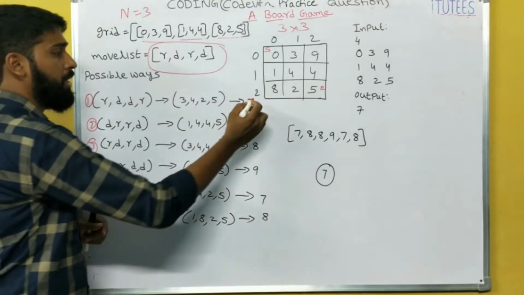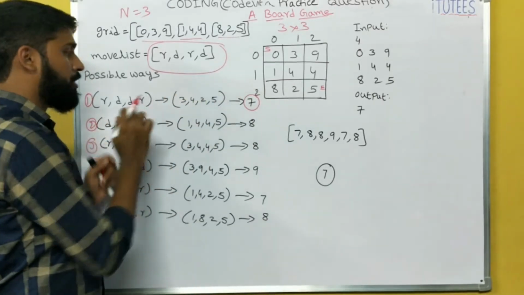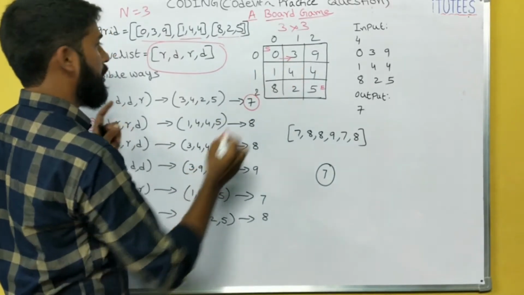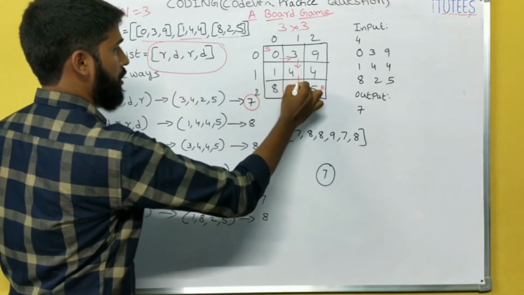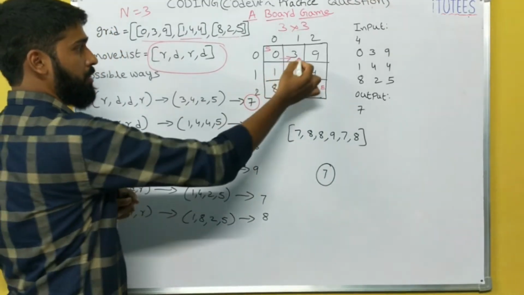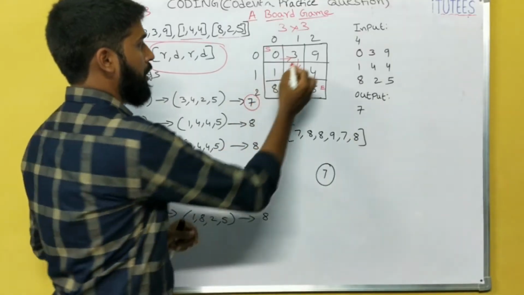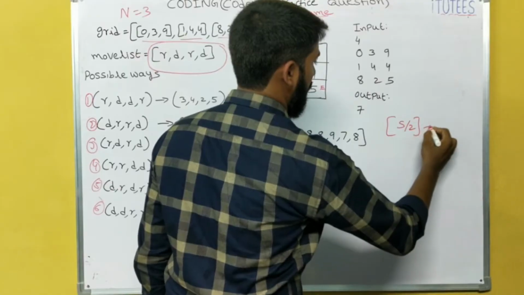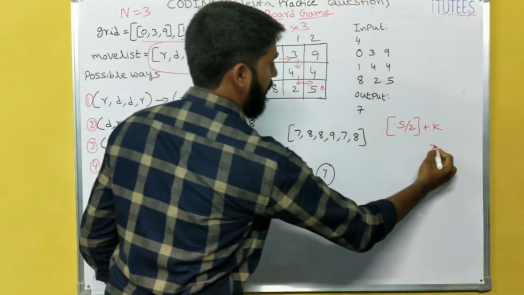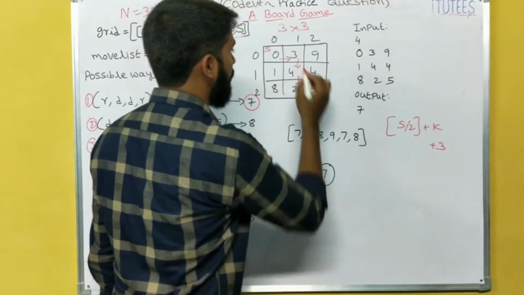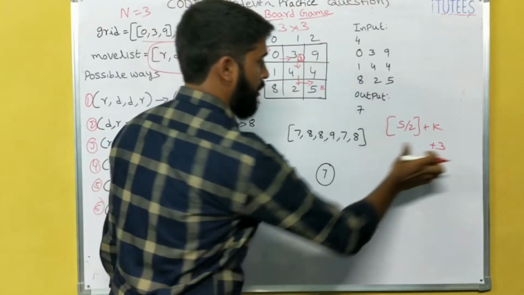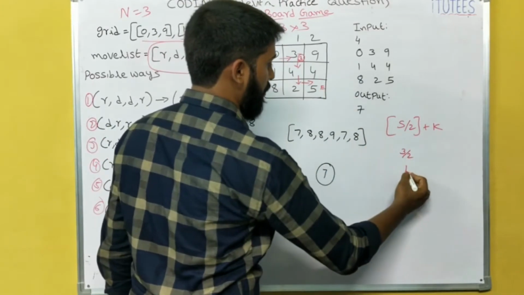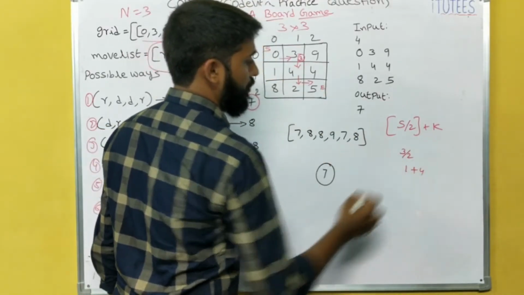Now we are going to find the minimum value for all these combinations. So R, D, D, R. R means right, then down, down, right. What is the value here? It is 0. Here, the previous value is S, and what is the formula? S by 2 plus K. Here the K value is 3, and the S value is 0, so the value is 3. In the next case, 3 by 2 means 1, plus the present value 4, so it is 5.